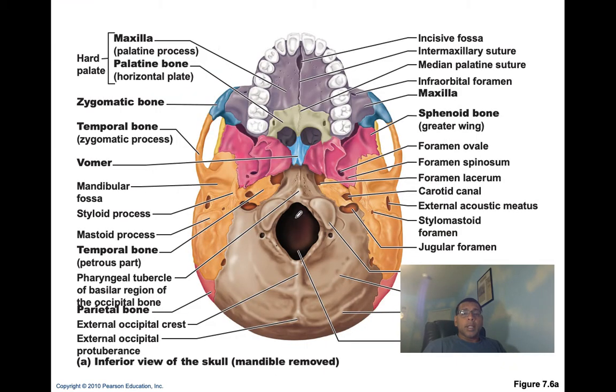Going back to the outside now, we can appreciate the external occipital protuberance and crest. Let's talk first about the external occipital protuberance. It's a protrusion just superior to the foramen magnum. It's the bulging part of the posterior skull. And it's going to serve, along with the crest, as a muscle attachment site.